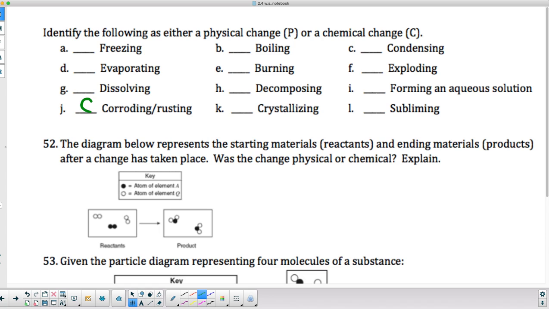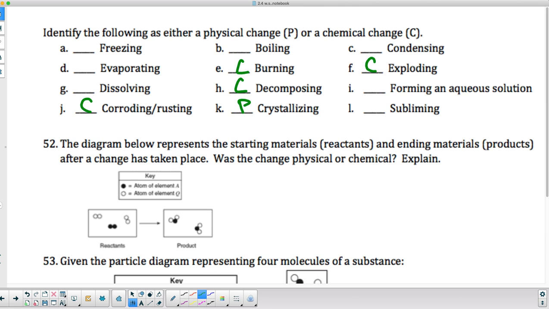Boiling is physical but burning is chemical. Decomposing is again chemical. Crystallizing is just coming out of a solution. When you have salt in water and then you get rid of the water, the salt crystallizes. That's not changing its structure. It's still NaCl. Condensing is again another physical thing. Exploding, of course that's chemical. It sounds chemical. It's very chemical. Forming an aqueous solution, we talked about that. Subliming, I already talked about that. If you need to rewind, then you should rewind.